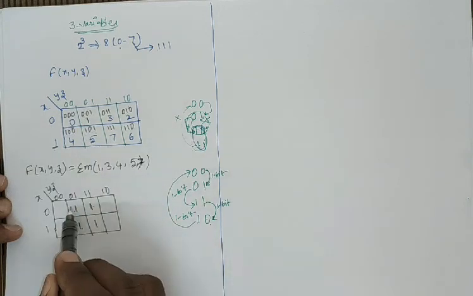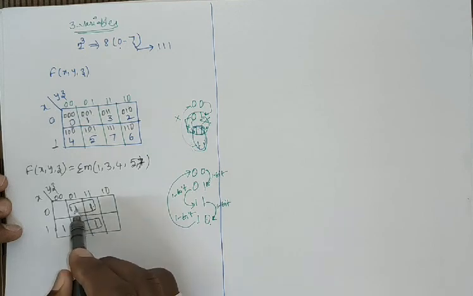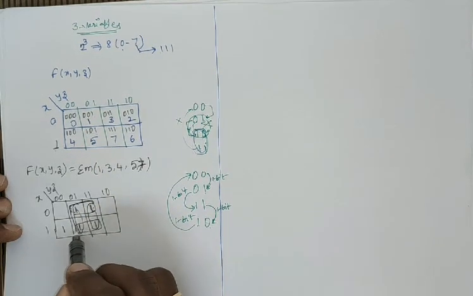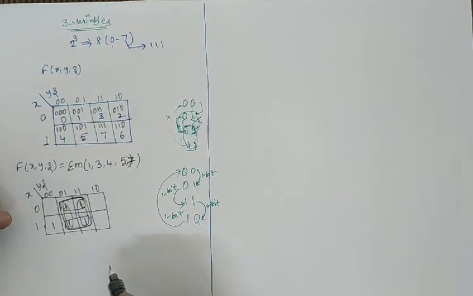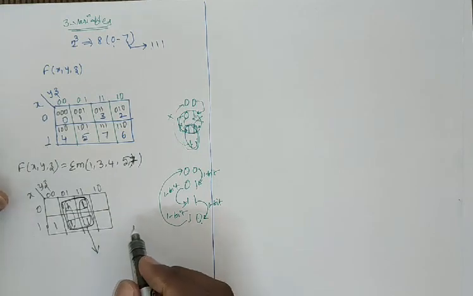So that means these two are adjacent to each other. Again, these two are adjacent to each other. Again, 1 and 3 are adjacent to each other, and 3 and 7 are also adjacent to each other. That means these four are adjacent to each other. That's why we can write it; this is a square map representation.